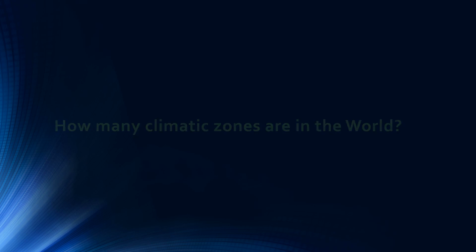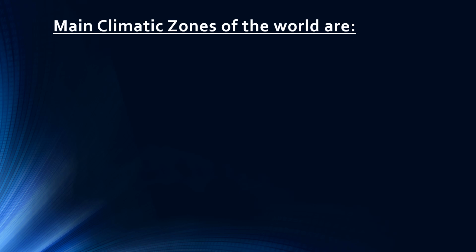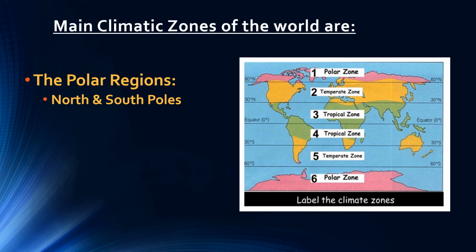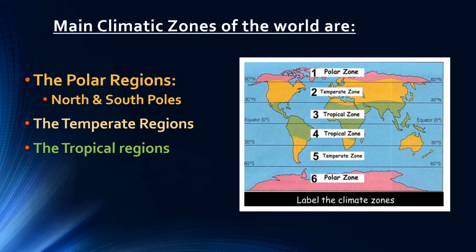The main climatic zones of the world are: the first region is the polar regions. As there are two poles, north and south, there are two regions, the north and south polar regions. The next regions are the temperate regions, as shown in the map. These are adjacent to the polar regions. The next regions are the tropical regions. These are adjacent to the equator. In the center is the equator region. Students, it is hoped that you are clear now.